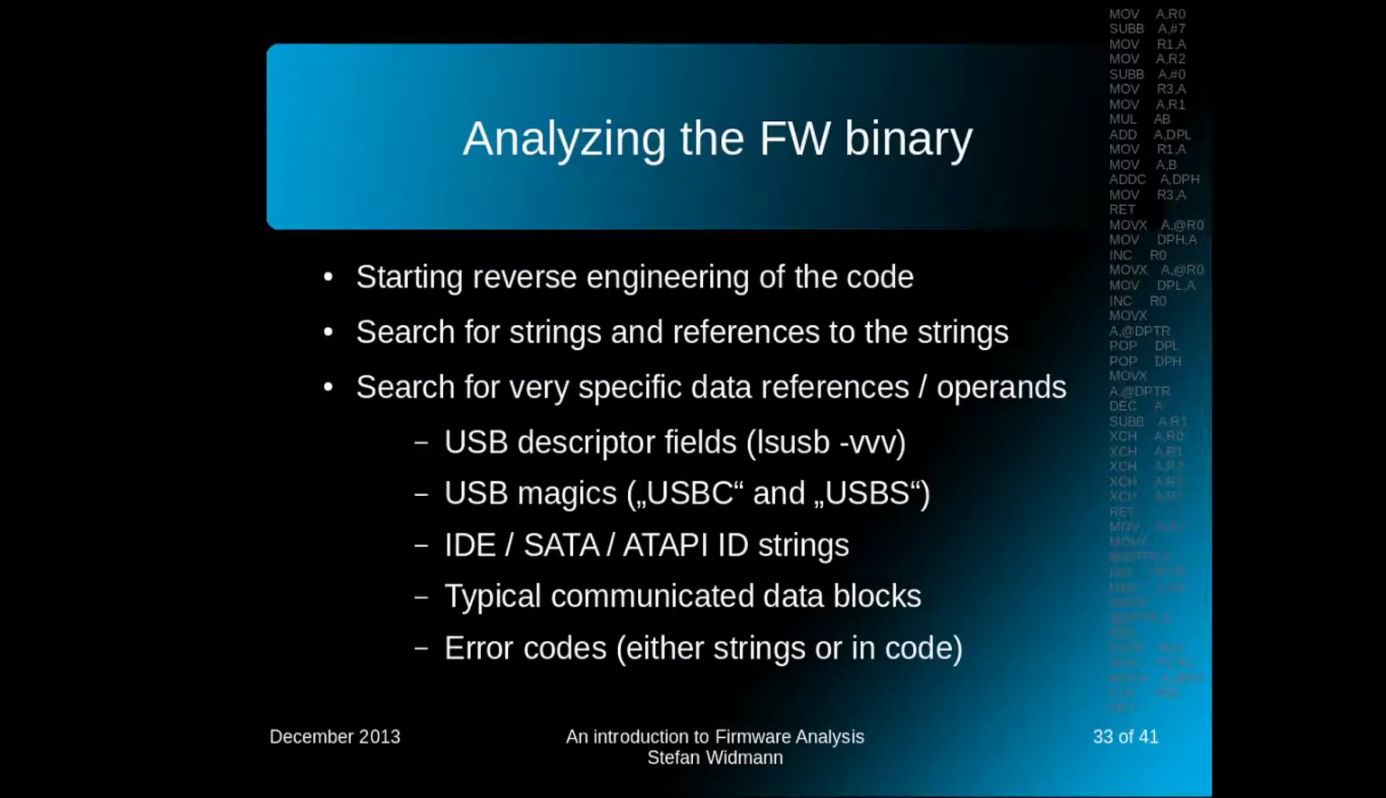Now, having done that, we can start with normal reverse engineering of the code. We search for strings, we search for references to the strings, but as we are in a very low-end embedded system, maybe we can search for very specialized data reference and operands. Search for USB descriptor fields you have extracted with LSUSB. Take a look for USB magics like USB-C and USB-S. You know, these 2 D words are used in the USB communication.